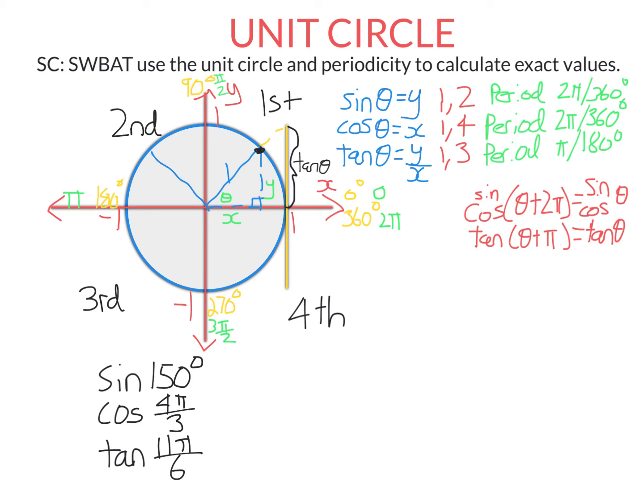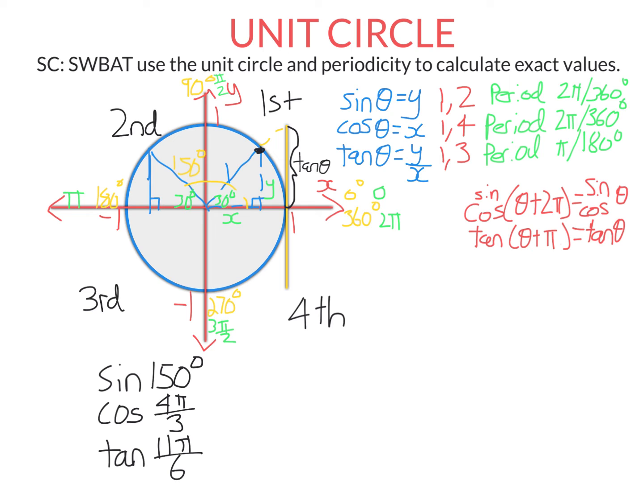So 150 degrees, I want the angle made with the positive x-axis to be 150 degrees. So of course, if this angle here is 150 degrees, this angle here will be 30 degrees. So let's look at what would happen if this angle here, theta, was 30 degrees. So this triangle here and this triangle here would be congruent.